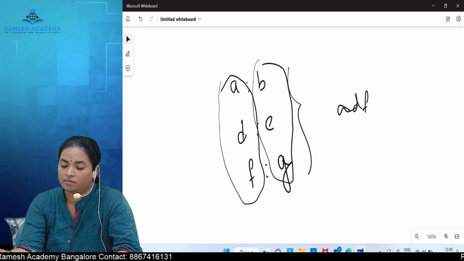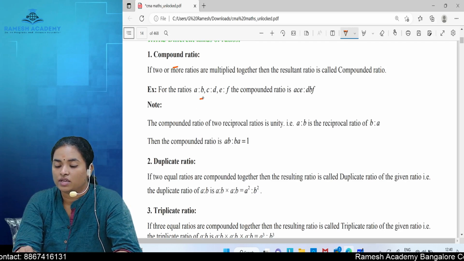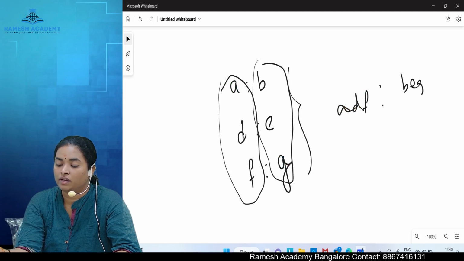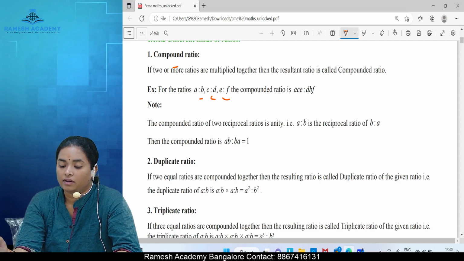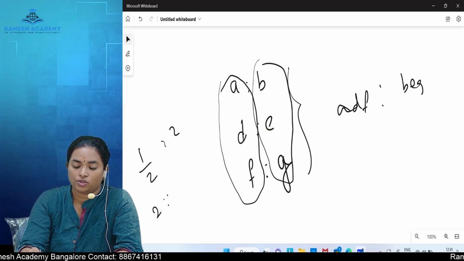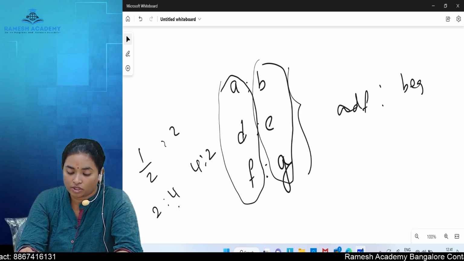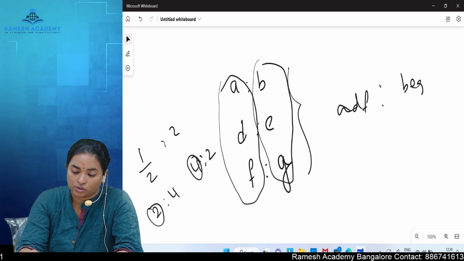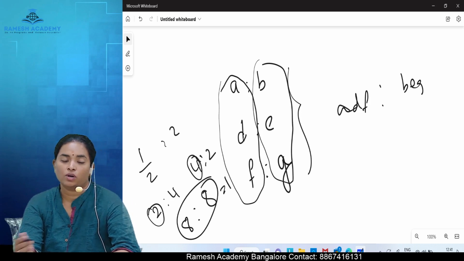ADF over BEG. Okay, so here for the ratios A is to B, D is to E, F is to G, I have just changed the letters. So the multiplication of these will become the compound ratio. Clear? And the compound ratio of two reciprocals. What is a reciprocal? I said 1 by 2 and 2 is there, right? That is, 2 is to 4 and 4 is to 2 you have. So when you find the compound ratio for this, how much will it be? This and this I should multiply. It is 8 is to 8. So it will become 1. This is one of the properties.